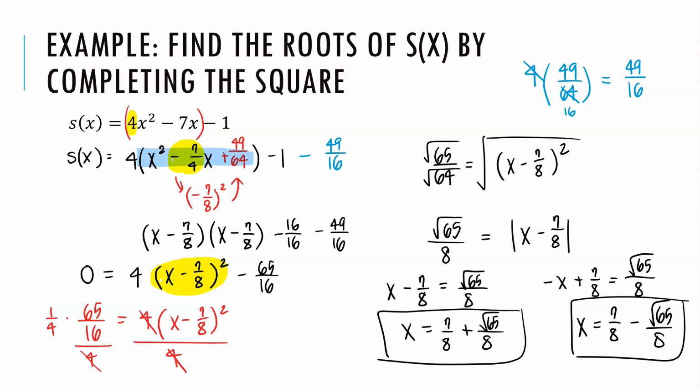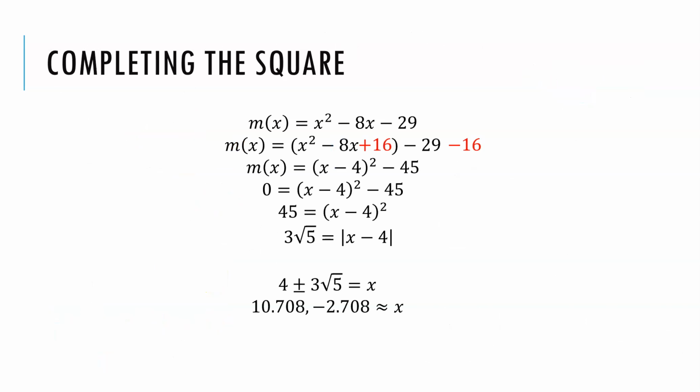Please go ahead and do the following 2 examples on your own for m of x and q of x. Go ahead and pause the video at this time, and when you're ready, go ahead and check your answers by pressing play. The answer to m of x is 4 plus 3 times the square root of 5, or 4 minus 3 times the square root of 5.